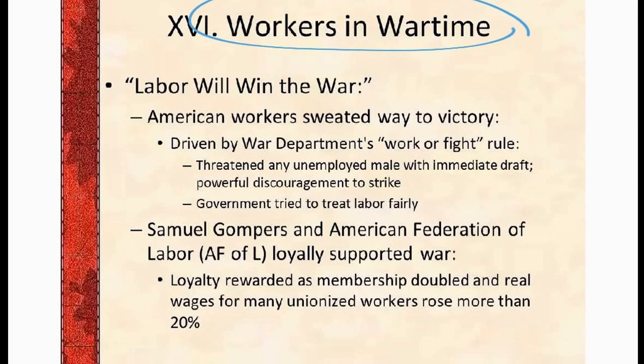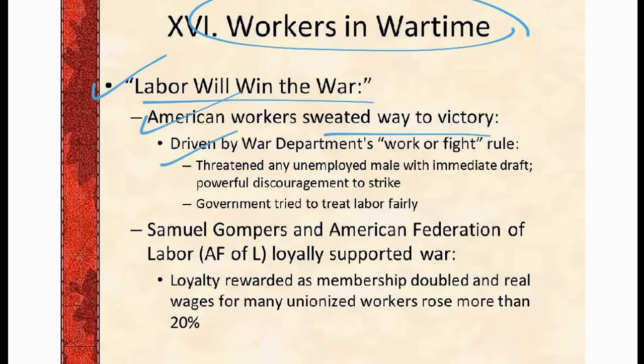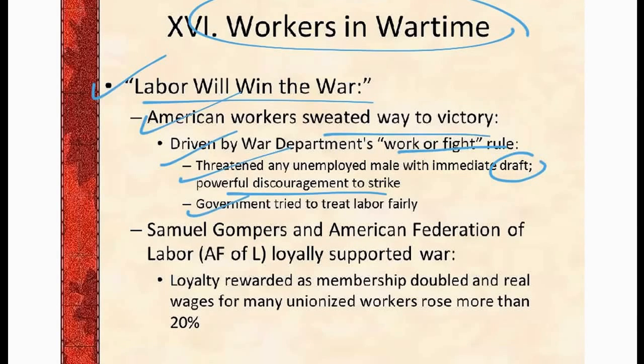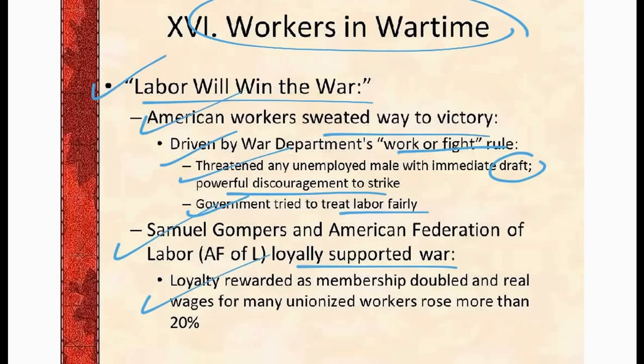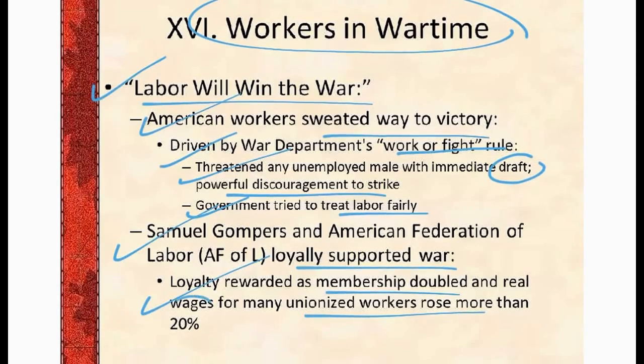Workers in wartime had the saying that labor will win the war, and American workers sweated their way to victory. They were driven by the War Department's work or fight rule, which threatened any unemployed male with immediate draft if they chose to strike. And so this was meant to discourage that. The government tried to treat labor fairly during this time period. Samuel Gompers and the American Federation of Labor loyally supported the war, and their loyalty was rewarded as membership doubled and real wages for many unionized workers rose by more than 20%.